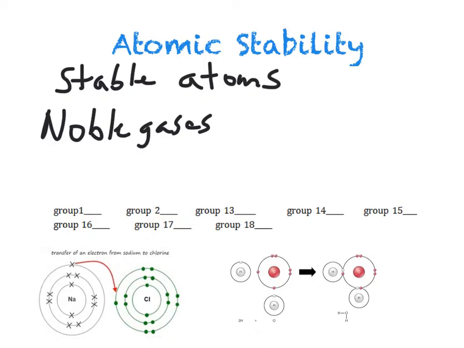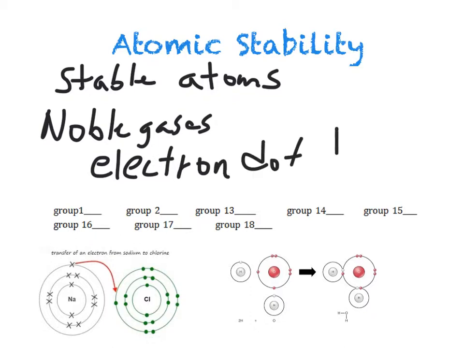Now, to understand stability, we need to look at electron dot diagrams.